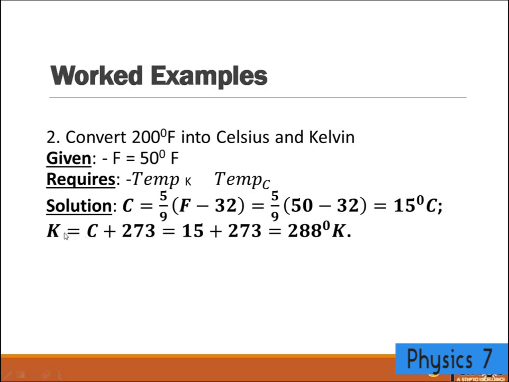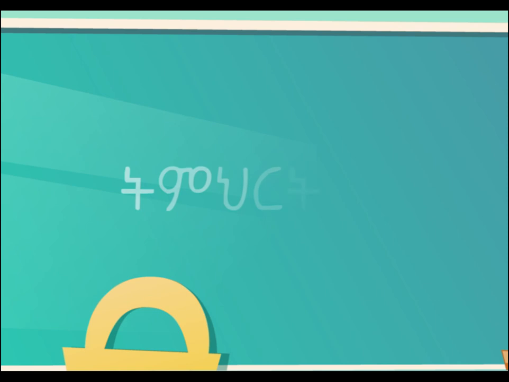And similarly, we can work out the temperature in Kelvin by using the expression that the temperature in Kelvin is equal to the temperature in degrees Celsius plus 273. Well, we've just determined what the temperature is in degrees Celsius. That is 15. So we can then add 15 to 273, and that will give us the answer for the temperature in Kelvin as 288.